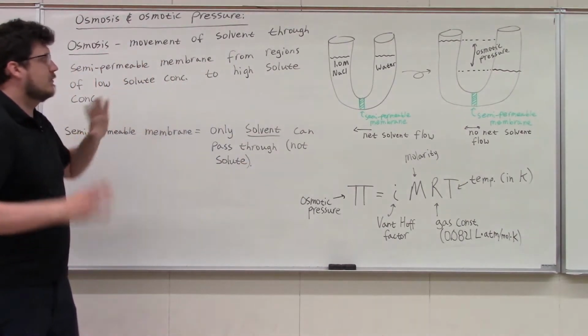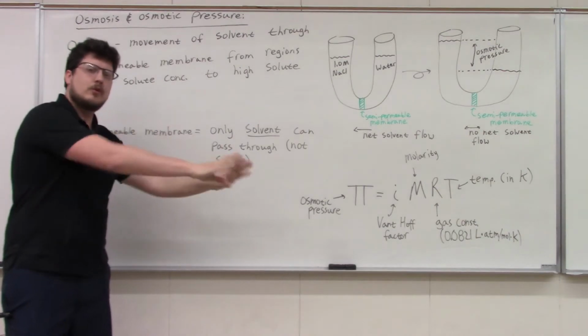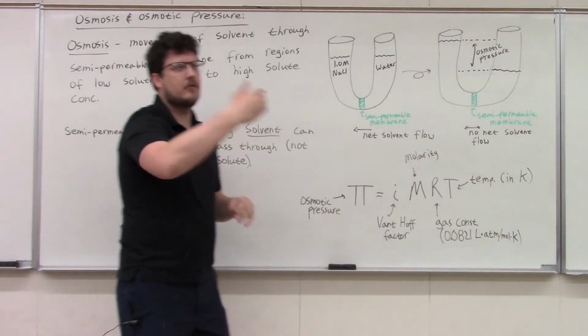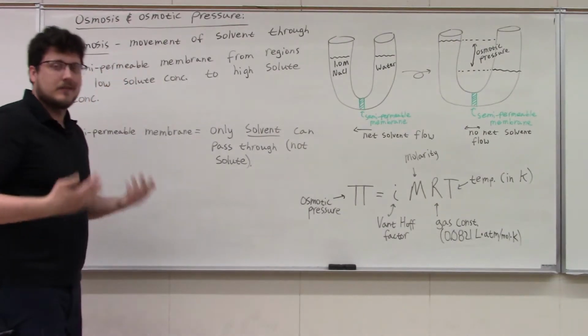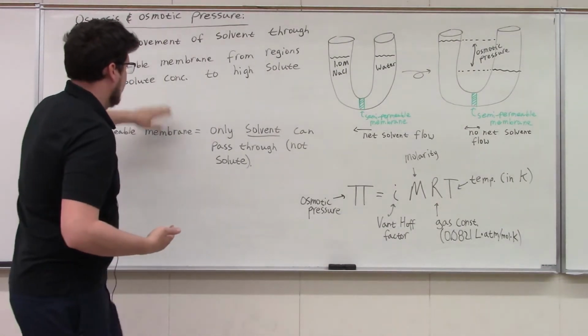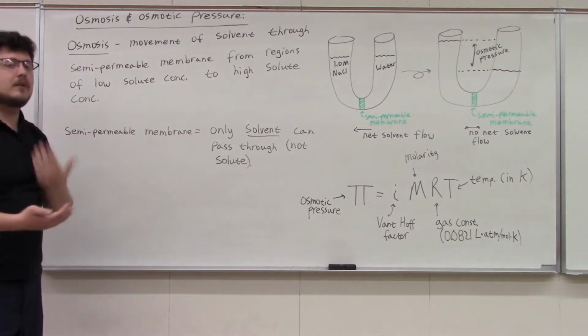And so what happens is it tries to dilute the concentrated side to match the other side. And in the case of zero concentration on one side, it doesn't happen. But that's what's going on. And so that semi-permeable membrane just means, again, only the solvent can pass through it.